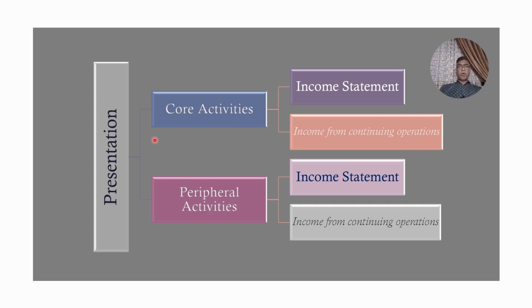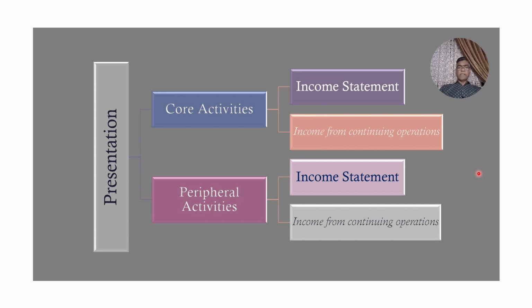Where does it go? Presentation answer. Is it balance sheet, income statement, OCI, disclosure only? We are dealing with core activities and peripheral activities, right? Both. Here you see income statement. Income statement means both activities should be reported on the income statement. And here you see income from continuing operation. Income from continuing operation means similar treatment. These activities are part of continuing operation. So both should be reported on the income statement and they are part of continuing operation.